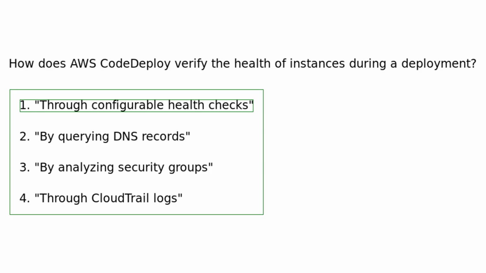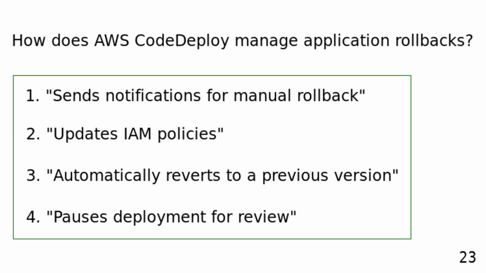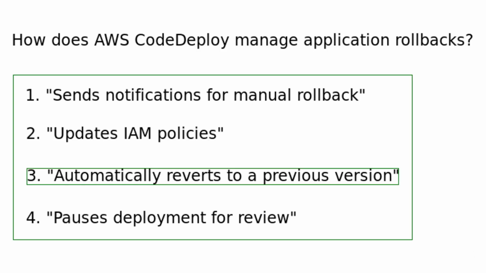How does AWS CodeDeploy manage application rollbacks? Sends notifications for manual rollback. Updates IAM policies. Automatically reverts to a previous version. Pauses deployment for review. AWS CodeDeploy manages application rollbacks by automatically reverting to a previous version if deployment issues occur.